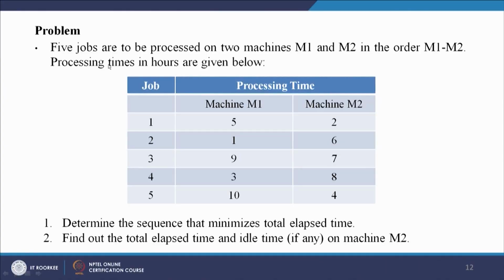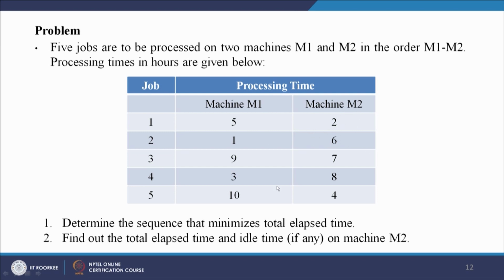Now here we can see 5 jobs are to be processed on 2 machines M1 and M2, and in the order M1, M2. So all the jobs first will go to M1, and then after completion on M1 the job will move to M2. Processing times in hours are given below. We can see the table gives the processing time. Job 1 on machine 1 requires 5 hours, and on machine 2 it requires 2 hours.